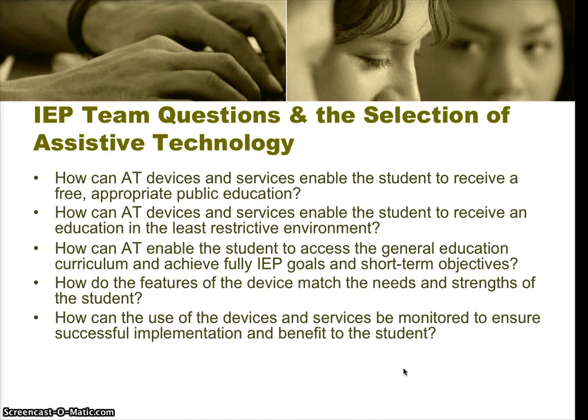How do the features of the device match the needs and strengths of the student? That's important. When we talk about functional limitations, we usually focus on that a great deal, but we also have to focus on the functional strengths of the student. How can the use of the device and services be monitored to ensure successful implementation and benefits to the student?